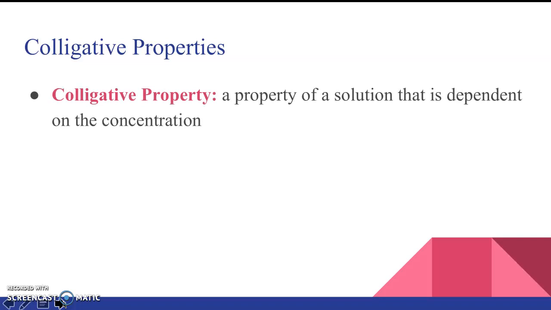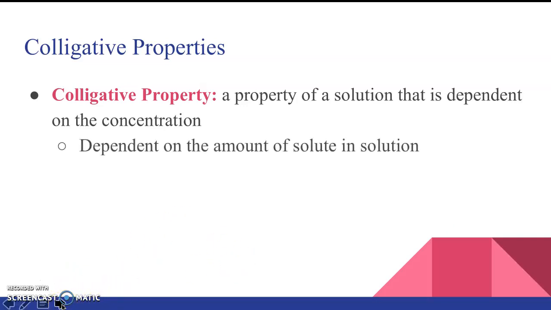Colligative properties are properties that are dependent on the concentration of the solution. So it doesn't really matter what the solute is, it just matters how much solute is in the solution. We're only going to discuss two of these types of properties. There are more than what I'm mentioning, but the first one that you need to know is boiling point elevation.